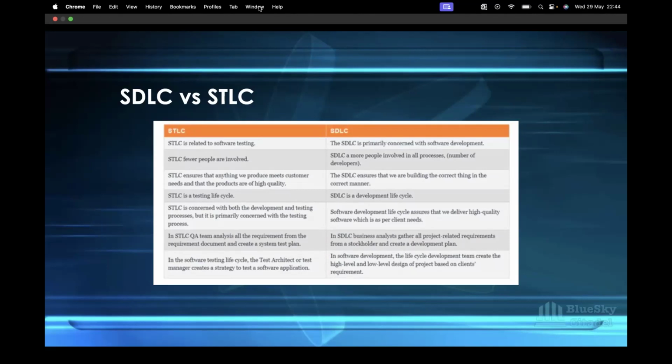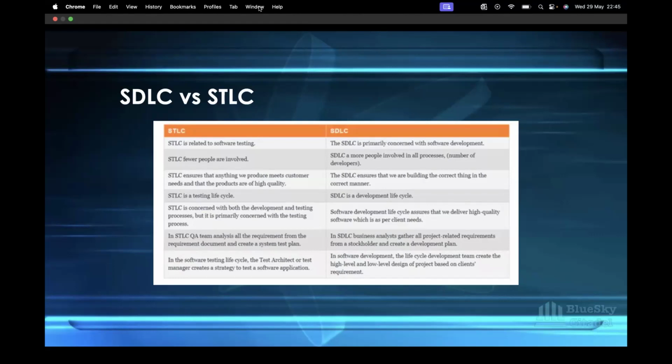While SDLC, the development lifecycle, is supposed to ensure that we deliver high quality software which is as per the client's need. In STLC, the QA team analyzes all the requirements from the requirement document and creates a system test plan. While in SDLC, the business analysts gather all the project-related requirements from the stakeholders. I hope that is giving some of us a breather: in the SDLC, it is the business analyst that gathers the project's requirements, but that doesn't stop you, the tester, from understanding the requirements.